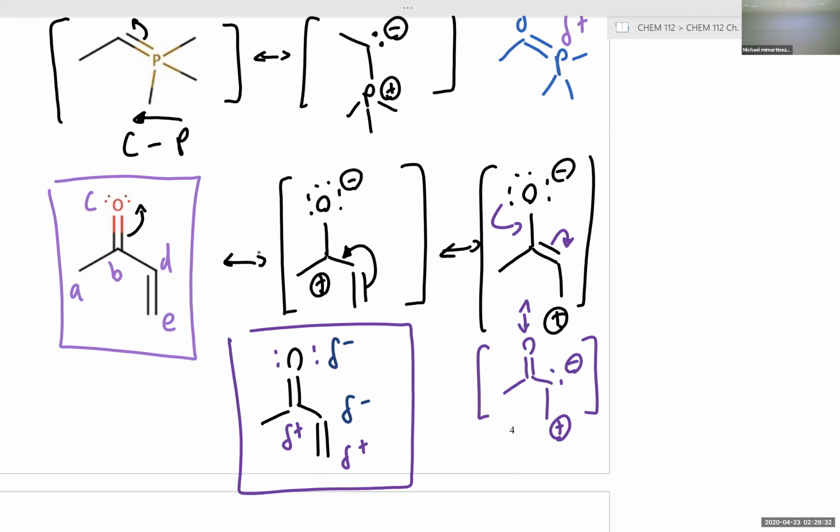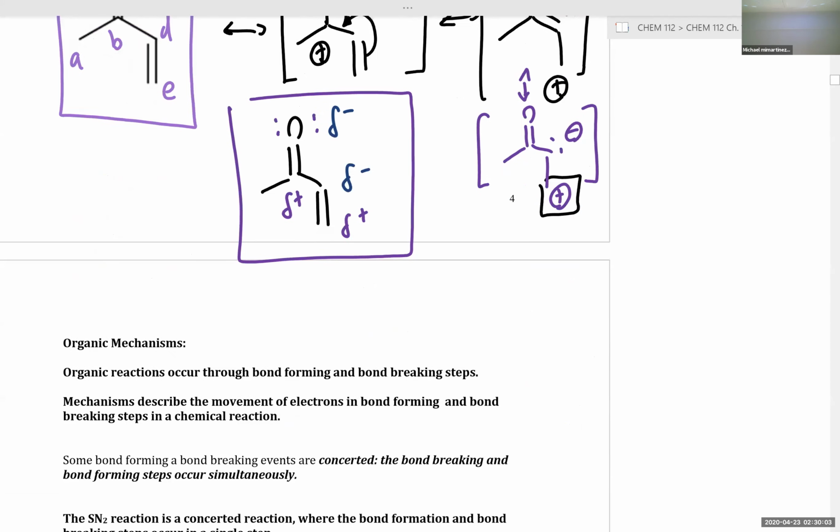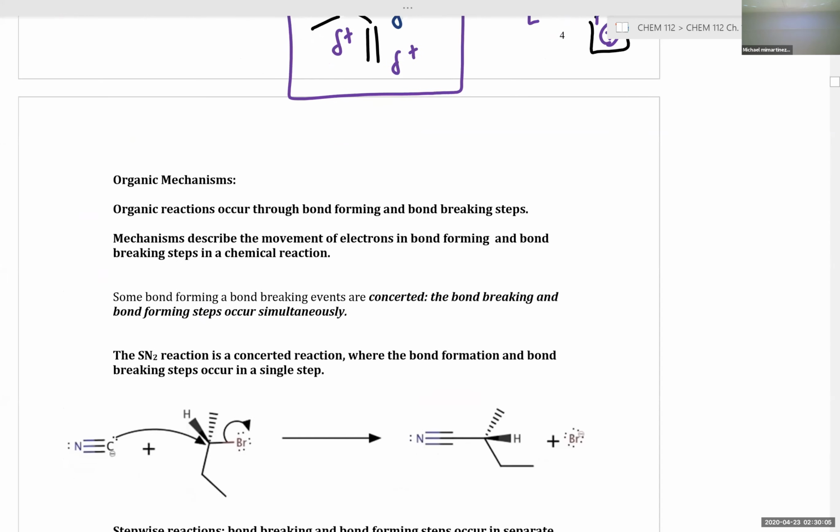You'd want to place the positive charge as far as possible away from your electron withdrawing group. You don't want to have a positive charge directly adjacent to a withdrawing group, as that destabilizes that positive charge. Does that make sense? Yeah, perfect. So let's keep going through these examples, and let's talk a little bit about organic mechanisms.